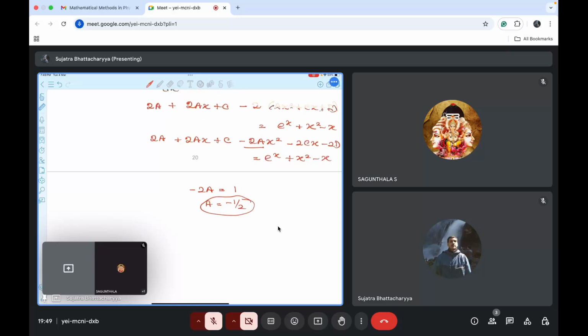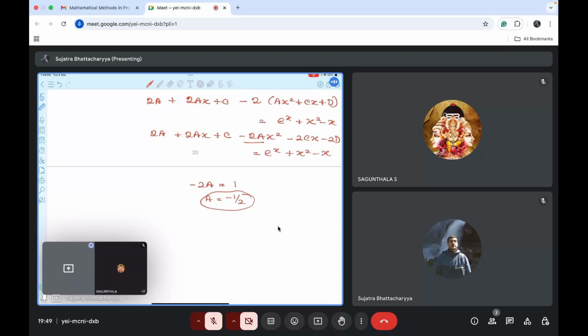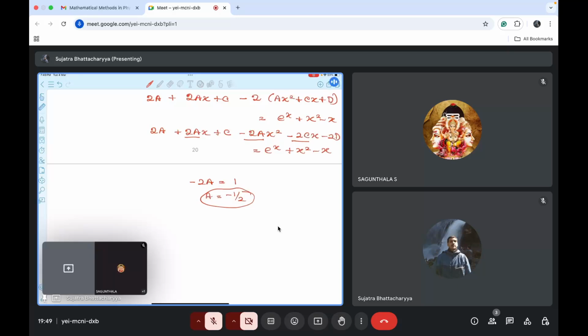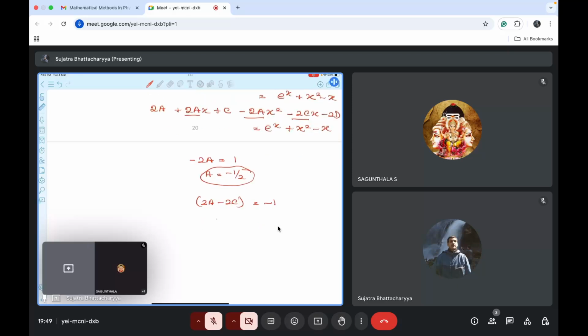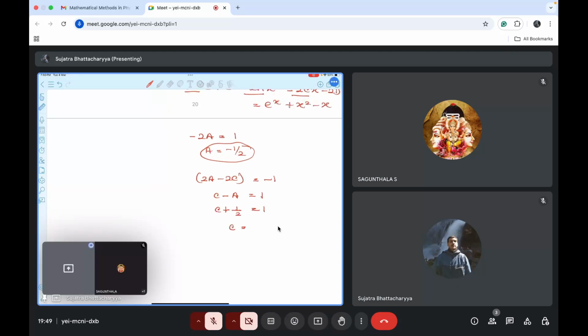Great. What about the terms consisting of x, 2a, to c? So it is 2a minus 2c is equal to minus 1. So it will be c minus a is equal to 1. C minus or plus half is equal to 1. So C will be also equal to half.